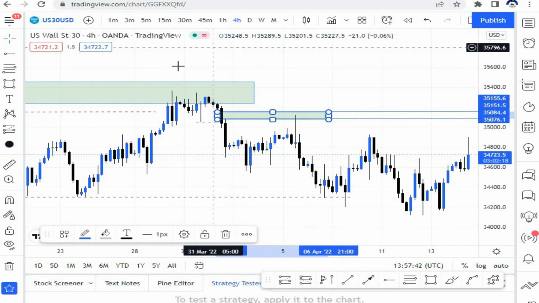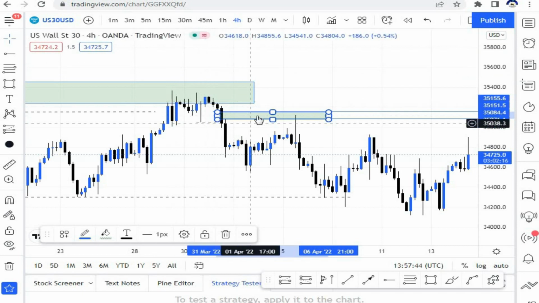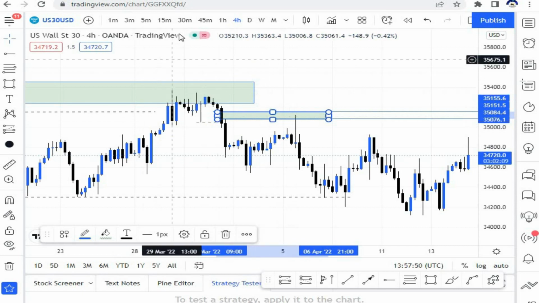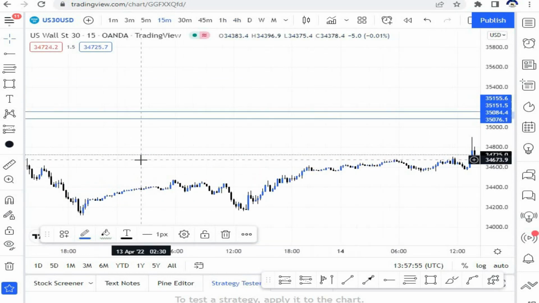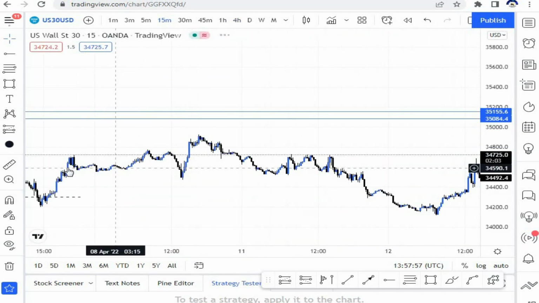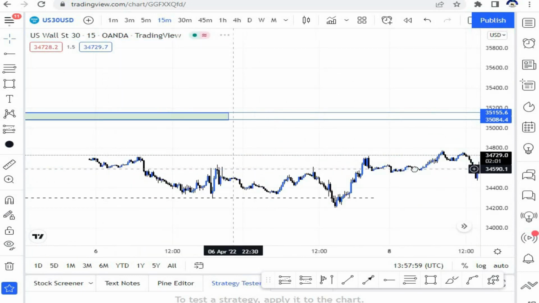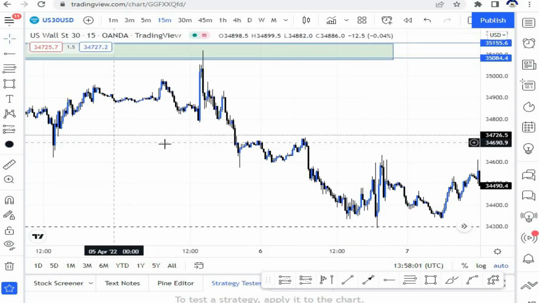So now let's go to 15 minutes and show you how we are going to take entries around this zone, and show you some of the trades which we took using the same strategy. So now, as we break it down to 15 minutes, you can see we are in 15 minutes, right? So now let's do something like this, guys.